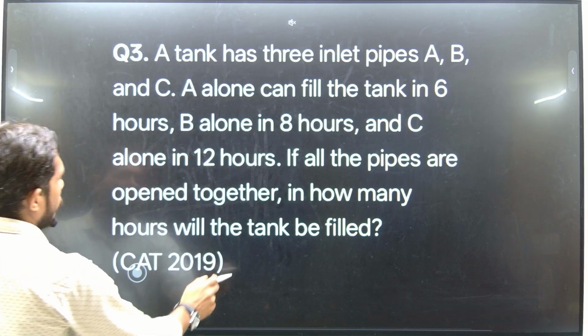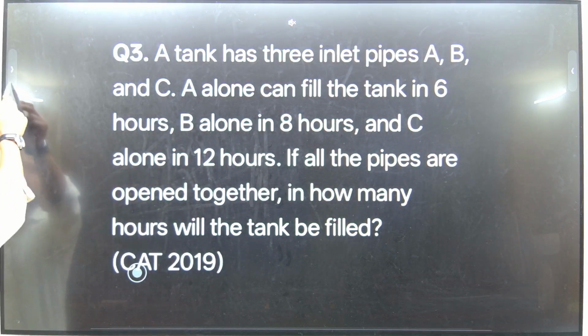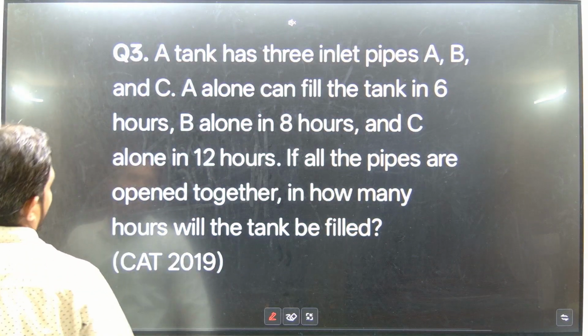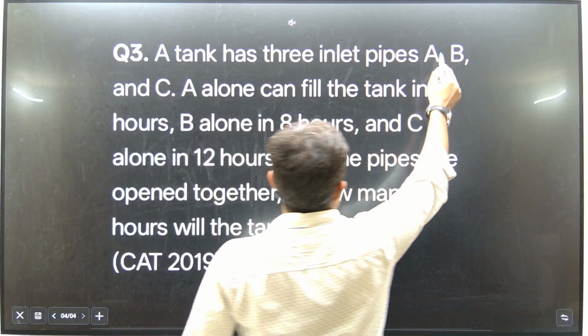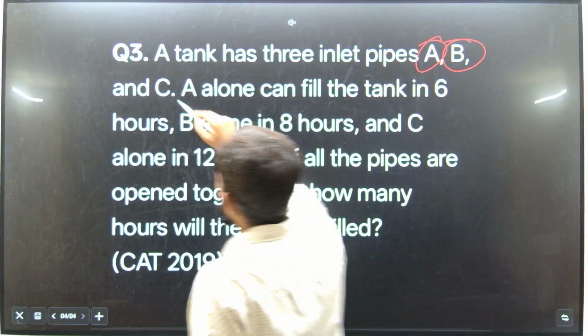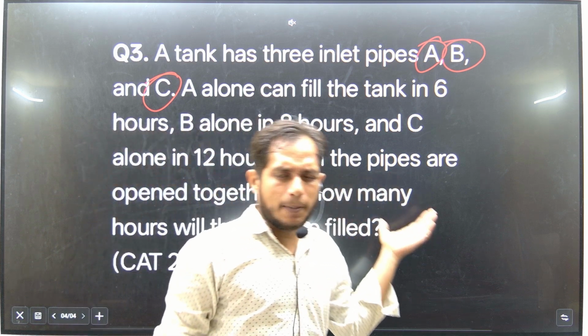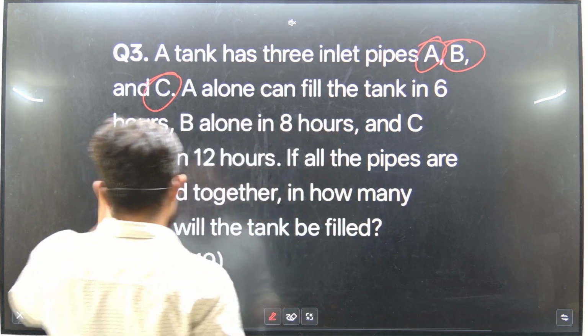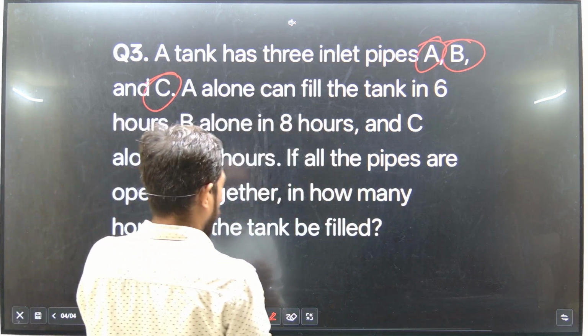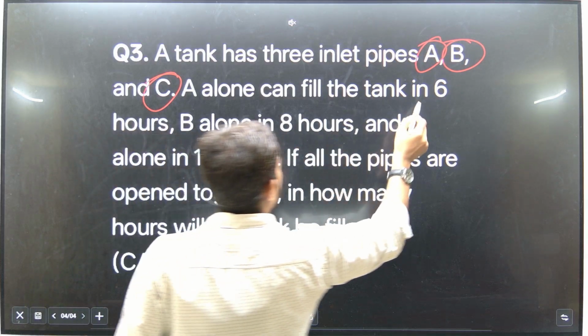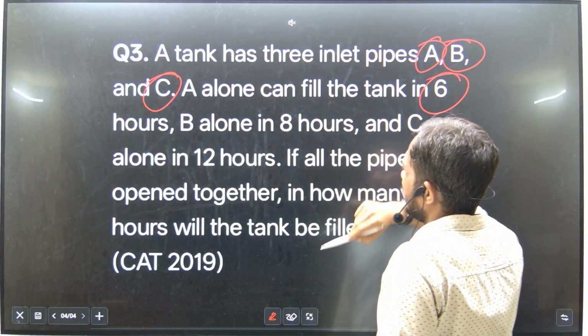This is a question from CAT 2019. Okay, a tank has 3 inlet pipes. This is from time and work, and it is a question of tank and tap. So this is also a work question, very tricky and very easy also.